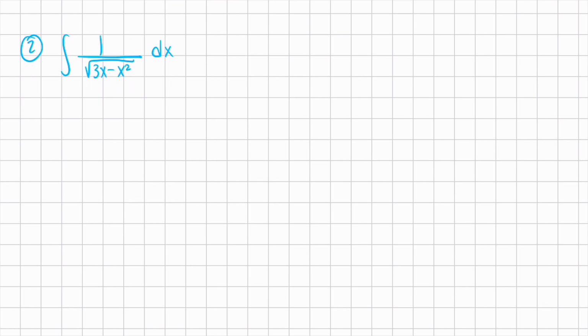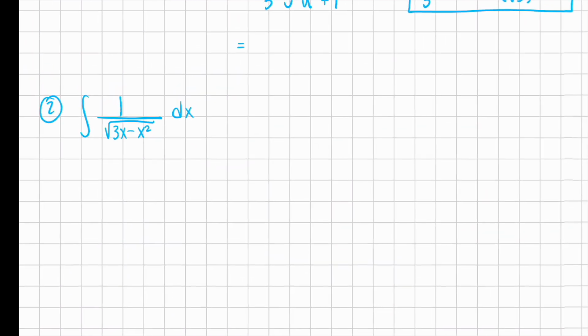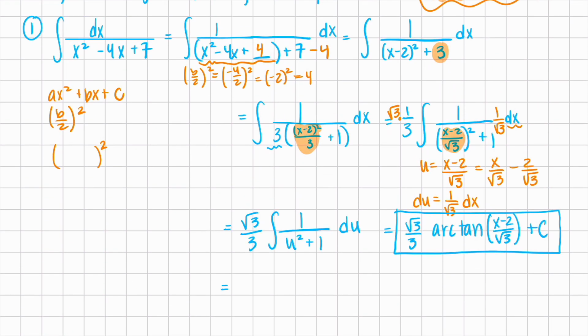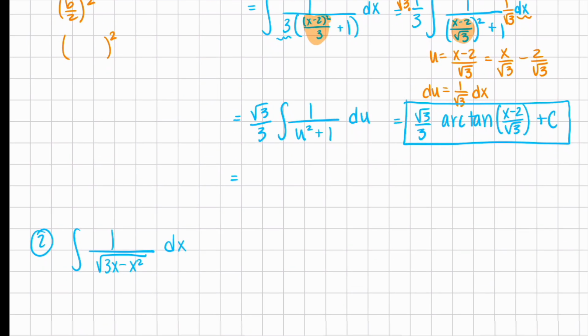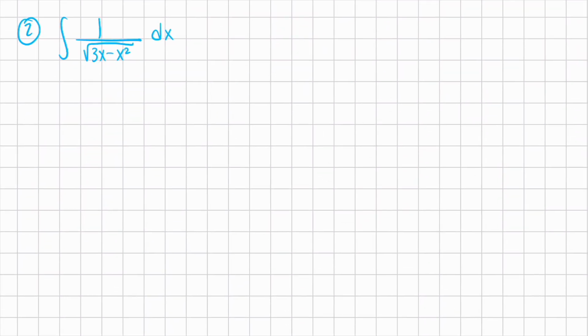Okay, for this second problem, I also want to point out at the top, the b over 2 squared only works if your a is +1. So I want you to notice for number 2, your a is -1. So we are going to have to deal with that. First up, I'm going to switch those two terms around. I think it's going to make more sense to us. And then I'm going to factor out a negative.